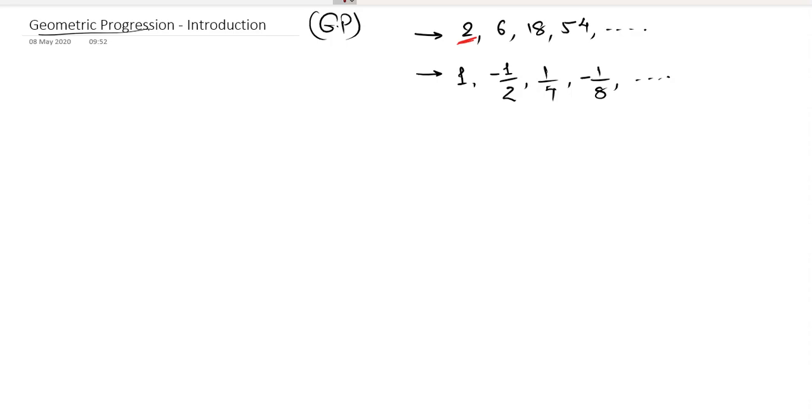The fixed rule, which if you look closely you can make out, is that if you multiply a number to the given number, you get the next number. So 2 multiplied by 3 gives you 6. 6 multiplied by 3 gives you 18. 18 multiplied by 3 gives you 54. So this is geometric progression, where a fixed number is multiplied with a given number to get the next number.